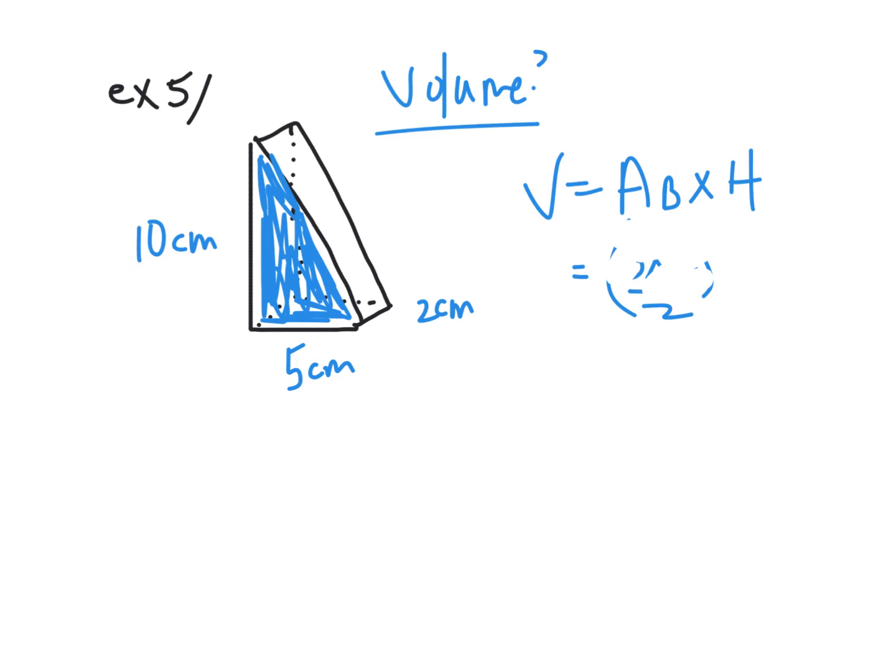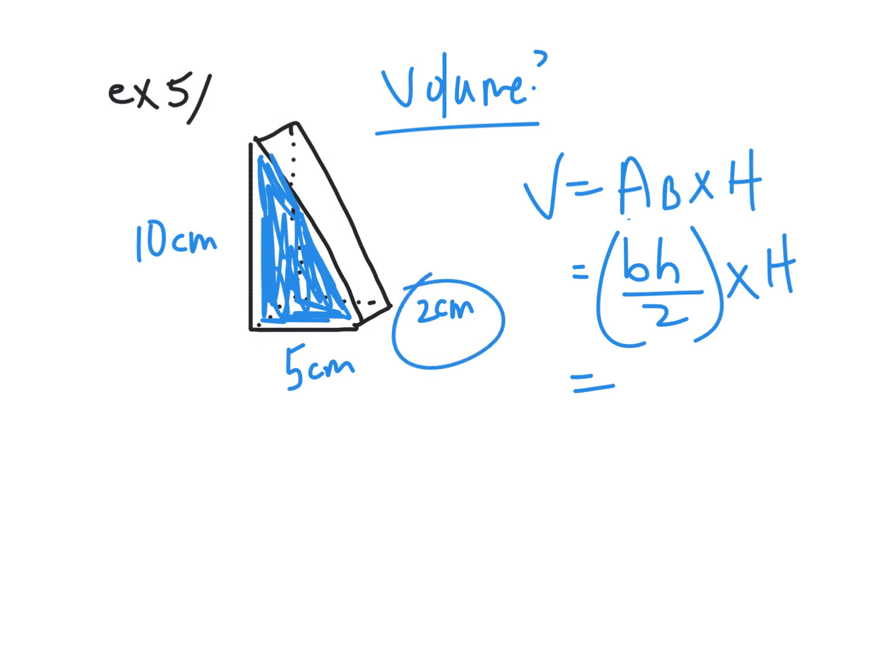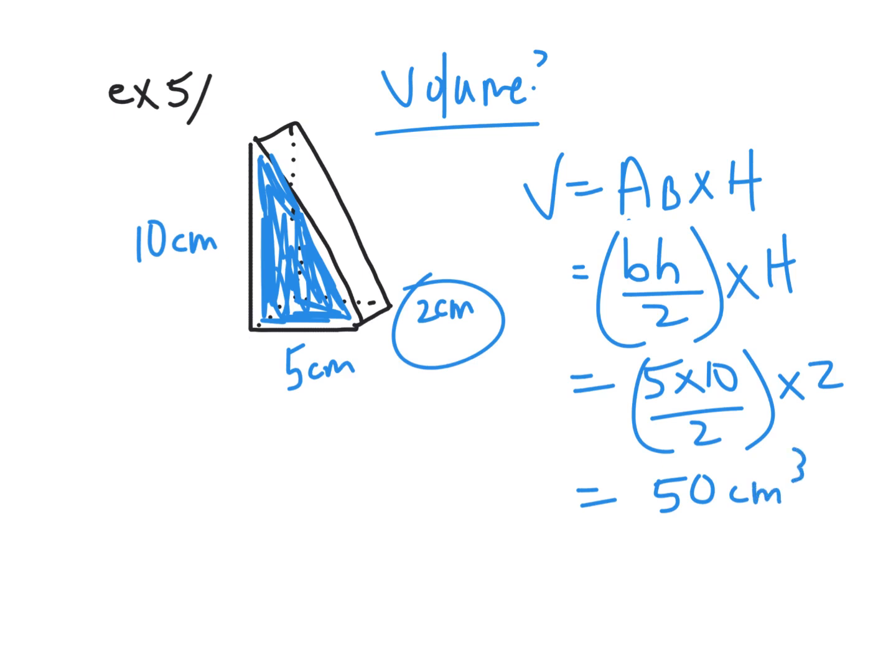I can articulate this a little more clearly, write the proper formula in there. Just trying to show my work, as you should, as clearly as possible. Base times height divided by 2. Then we're going to multiply that by the height on the side, which is 2. So we've got 5 times 10 over 2, and then we're going to multiply it by capital H, the height 2. So it's just going to be 5 times 10 for 50 cubic centimeters.